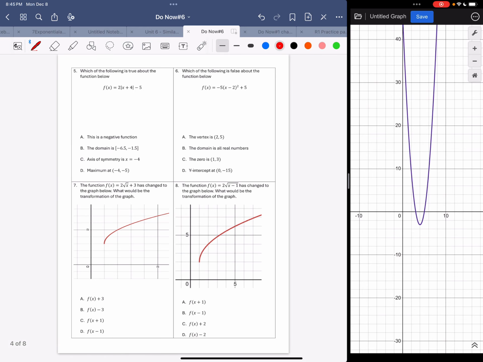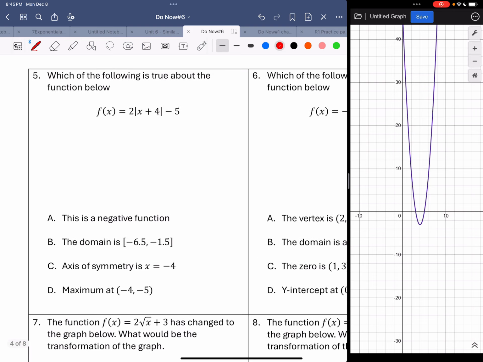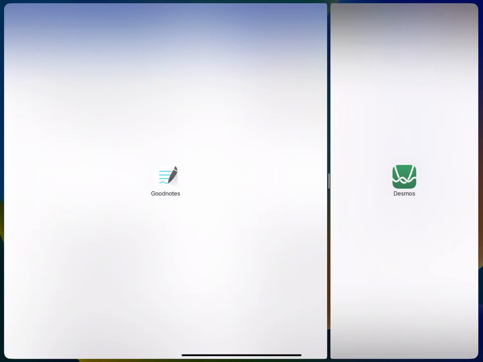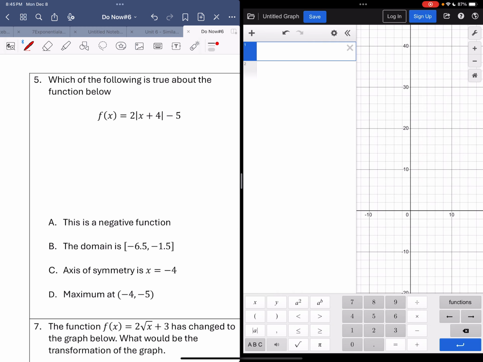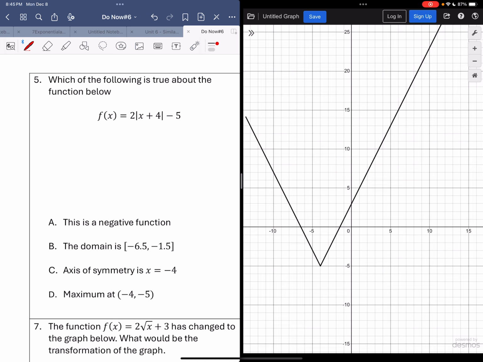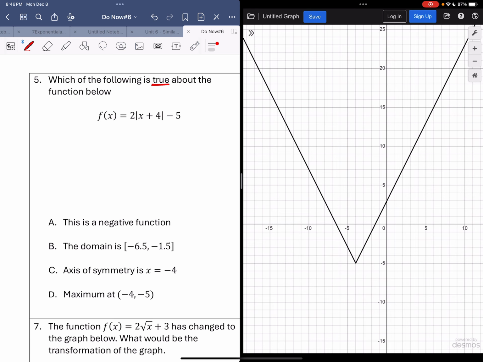So let's look at question number 5. Which of the following is true about the function below? Again, it's the same thing, I have to put this one into decimals: 2 absolute value of x plus 4, minus 5. All right, let's look at it. The first one says this is a negative function. We're looking for something true, and that's not true because it opens up, it's positive. Domain is negative 6.5, comma negative 1.5.